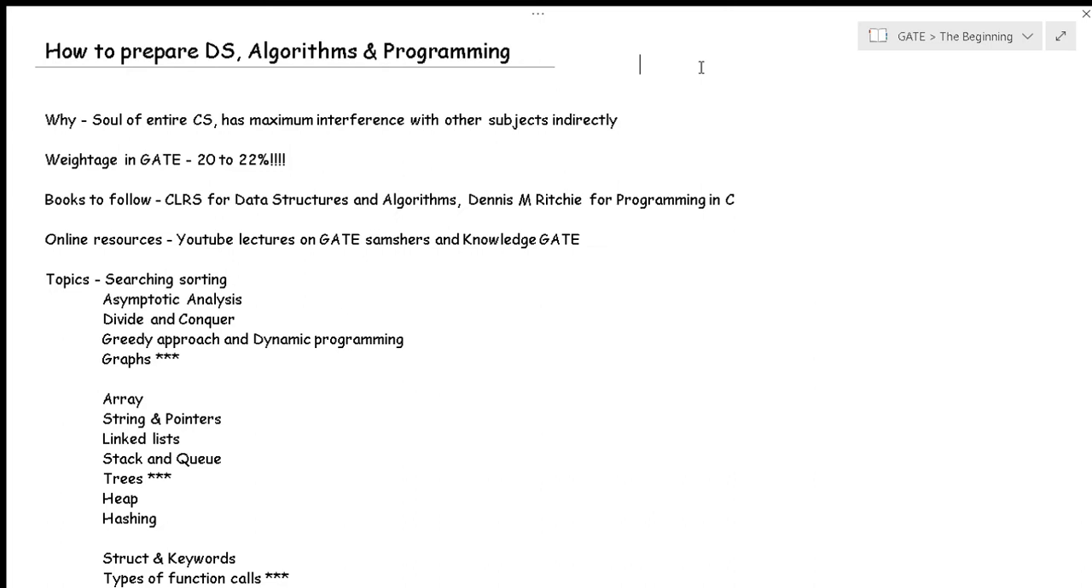Now the weightage in GATE for these three is around 20 to 22%. Let me give you a quick idea of how you can go above 50 marks. If you prepare data structures, algorithms and programming thoroughly, you can get 20 marks. Then we have discrete maths, which may come to around 12 to 15 marks sometimes. So you have 35 marks, and 15 marks is aptitude. Thereby you are getting 50 marks in these three sections only.